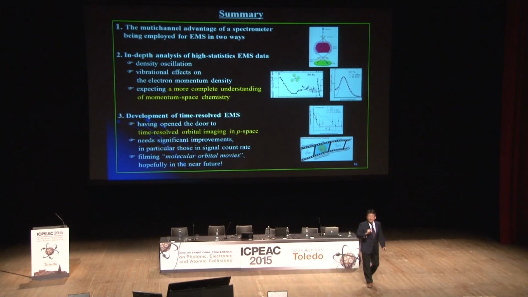The work on the acetone molecule represents the first time that measurement of electron momentum density for short-lived molecular excited states is feasible, opening the door to time-resolved orbital imaging in momentum space. We believe that by improving the apparatus and the technique step by step, one will be able, hopefully in the near future, to film molecular orbital movies, thereby making it possible to access the driving force behind chemical reactions.